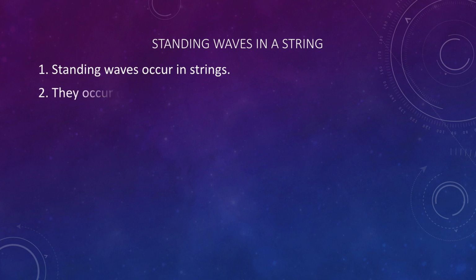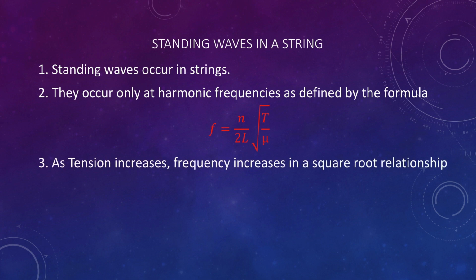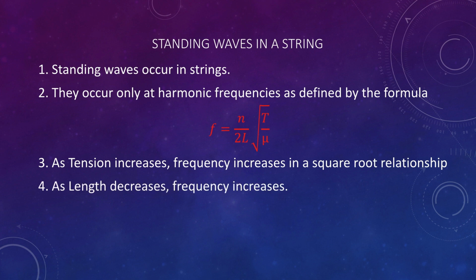Second, they occur only at harmonic frequencies as defined by the formula F equals n over 2L times the square root of T over mu. Third, as tension increases, frequency also increases, but in a square root relationship. And finally, as length decreases, frequency increases.